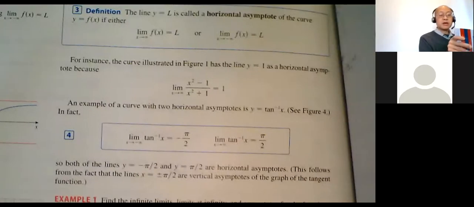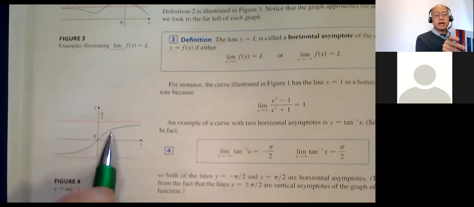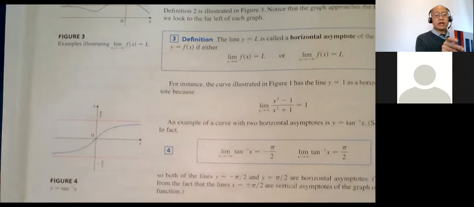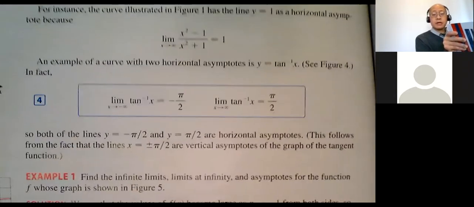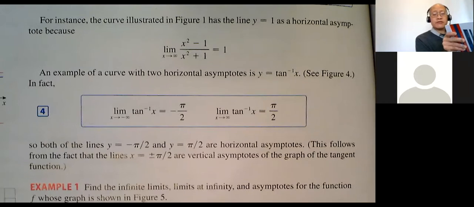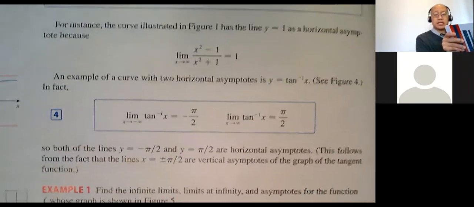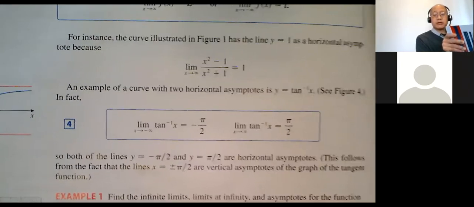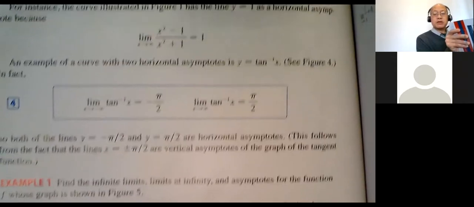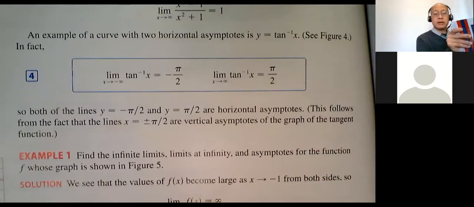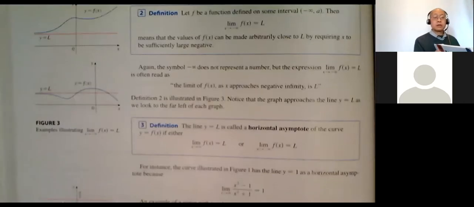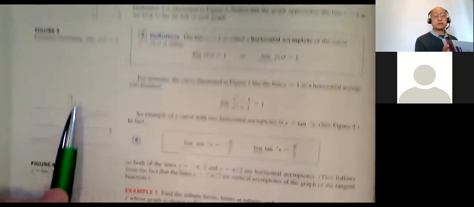So if you look at equation 4 on page 128, when x gets really big, we approach pi over 2. And when x goes to negative infinity, we approach negative pi over 2. So the limit as x approaches negative infinity of inverse tangent of x is negative pi over 2. The limit as x approaches infinity of inverse tangent of x is positive pi over 2. So y equals negative pi over 2 and y equals pi over 2, it says just below that box, are horizontal asymptotes.